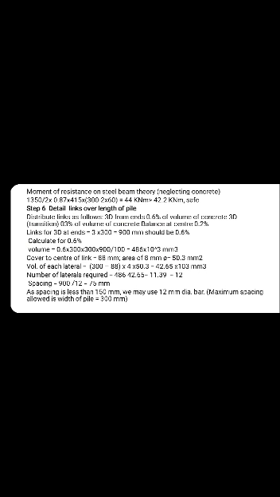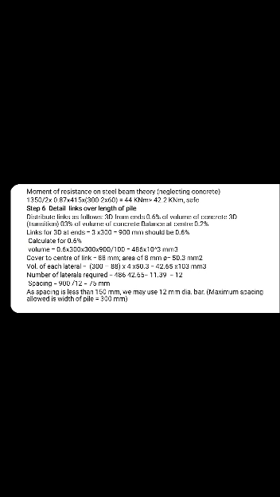Next step, detail links over the length of the pile. Distribute the links as follows: 3D from the end, 0.6 percentage of volume of concrete; 3D transition, that is 0.3 percentage of volume of concrete; balance at center, that is 0.2 percentage. Links for 3D at ends, 3 into 300, 900 mm. Calculate for 0.6 percentage.